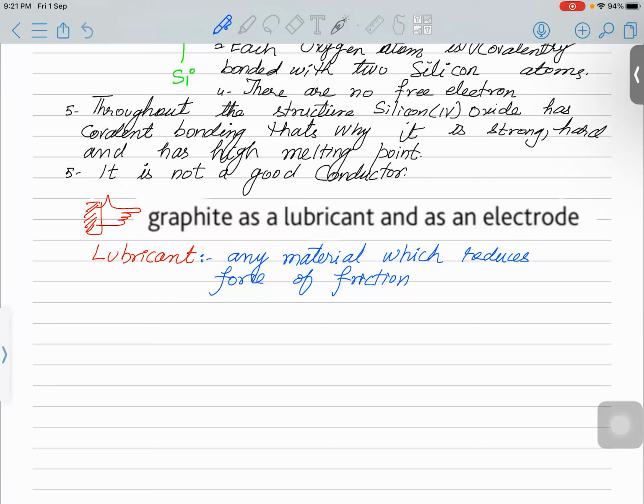So why is graphite used as a lubricant? Because graphite is slippery, sir, and its layers can separate. Exactly. Graphite has a slippery nature.